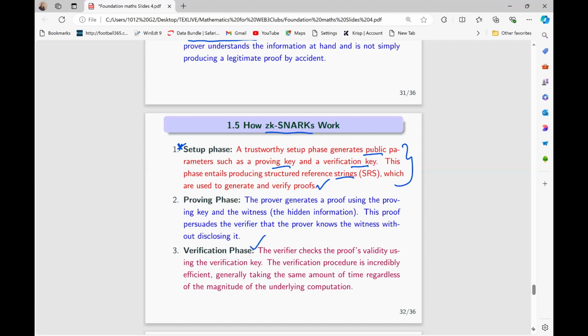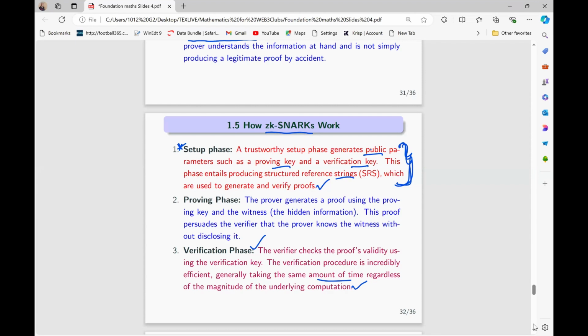And then there's this verification phase. The verifier comes in and checks the proof's validity using the verification key, which was generated in this setup phase. So the verification procedure should be efficient, generally taking the same amount of time regardless of the magnitude of underlying computation. That means even if the computation is huge or small, the amount of time should be the same.